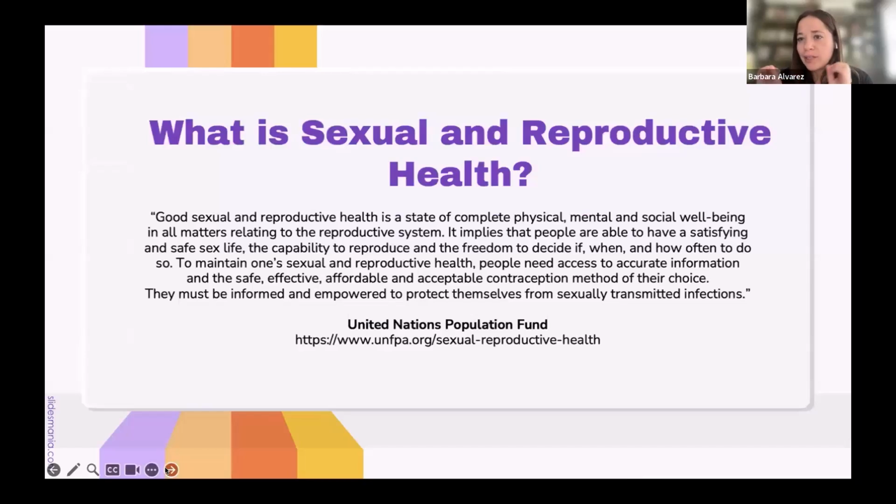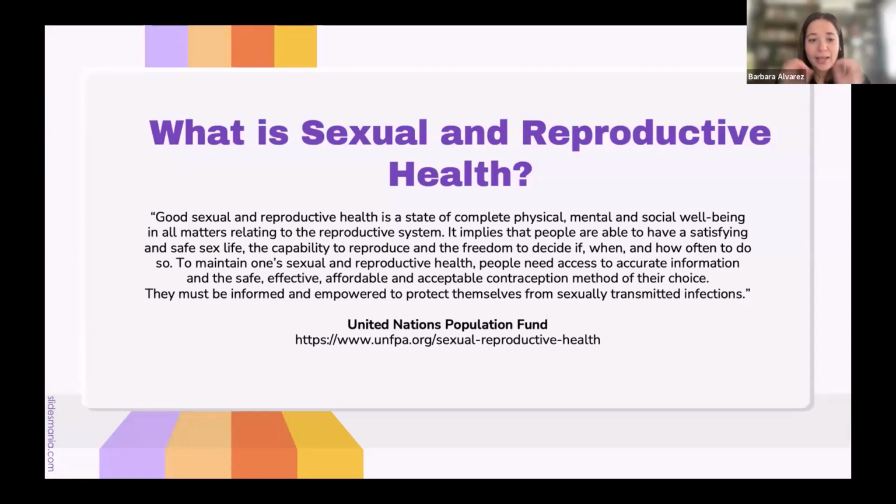There are a couple definitions that I want to share. I'm not going to read this whole thing. I'm just sharing it with you as an example of different definitions that are out there about sexual and reproductive health information. This one is specifically from the United Nations Population Fund, and it talks about that good sexual and reproductive health is a state of physical, mental, and social well-being in all matters related to the reproductive system. To maintain one's sexual and reproductive health, people need to have access to accurate information.